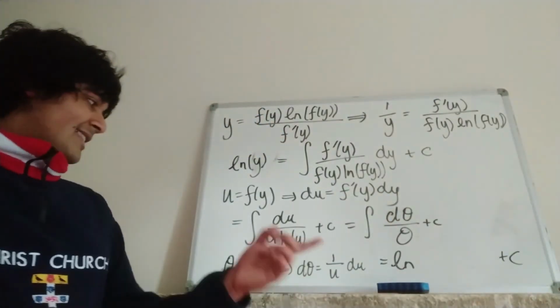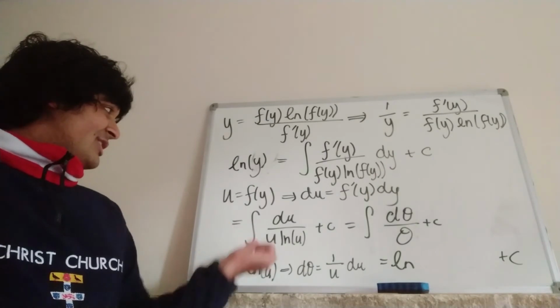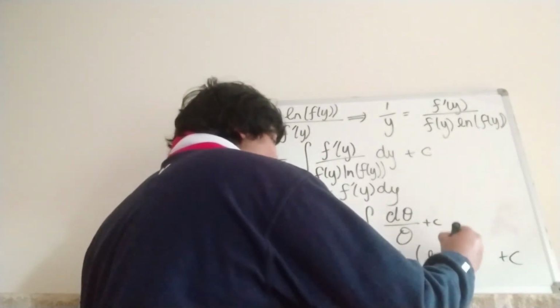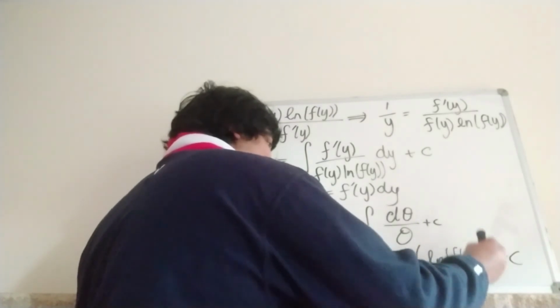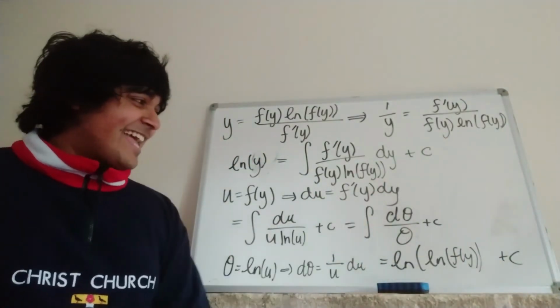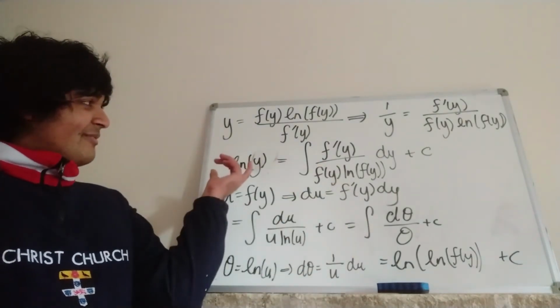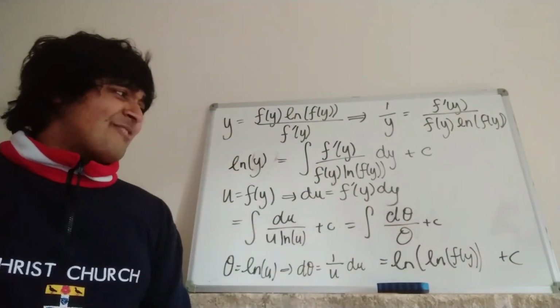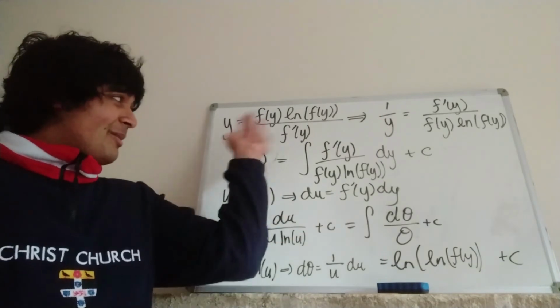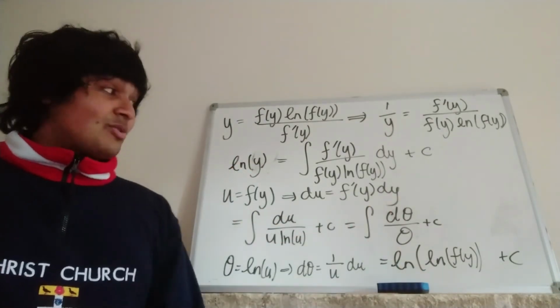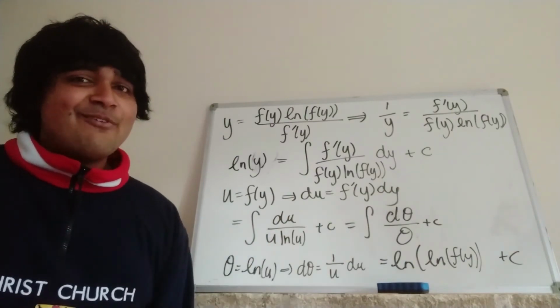But what's theta? Theta is just ln of u. But what's u? It's just f of y. So this is just ln of f of y. So this is ln of f of y plus c. So we've shown that ln of y is equal to ln of f of y plus c. Let me clean up the whiteboard and we'll be at the final stage of showing the desired properties of little f of y.